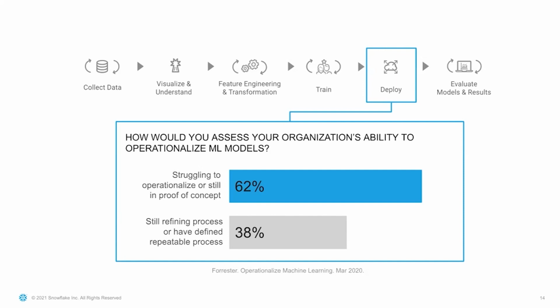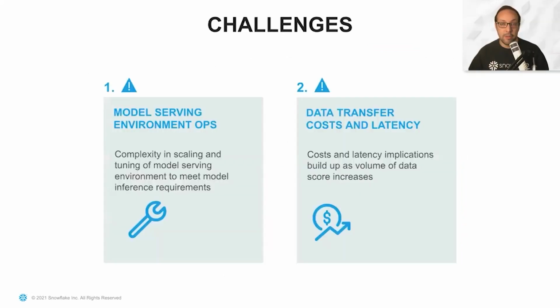As we see here, according to Forrester, that's one of the biggest problems once the models are created: struggling to operationalize or take your proof of concept into production. We are helping with that, and you can get that done with Java UDFs. You can get rid of your model serving environment, because now it's running inside Snowflake with the rest of your processes. And you don't need to spend more time transferring data outside of Snowflake. Forget about the cost of moving data, forget about the latency, forget about the security implications.